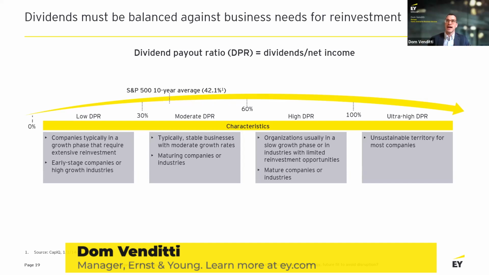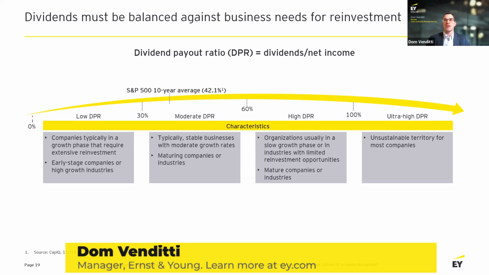And then once we get into the high range, so think over 60%, but less than 100, those are companies that are typically in very mature industries or very mature companies with limited reinvestment opportunities. So they may be looking to dividend out or distribute more income for owner diversification type purposes. There are certain industries that allow for payouts greater than 100%, but companies that are routinely paying out more than 100% are going to be what we classify as unsustainable territory.